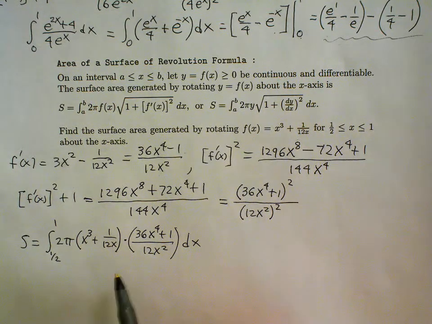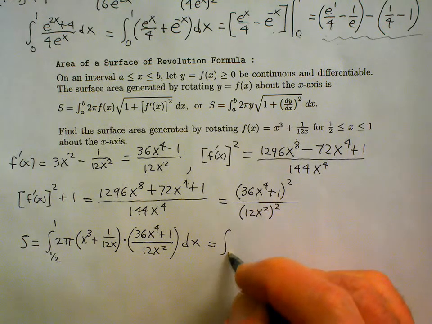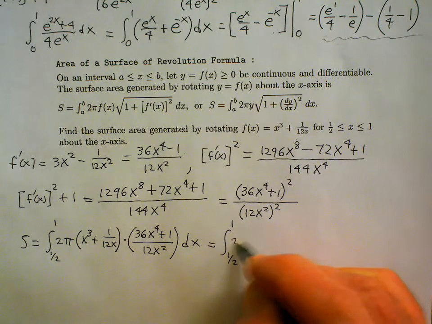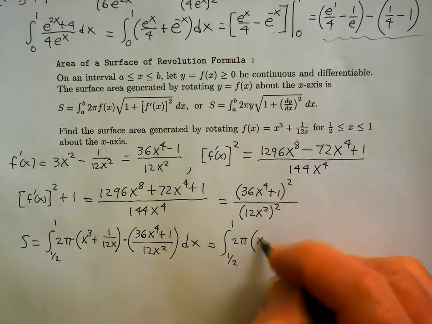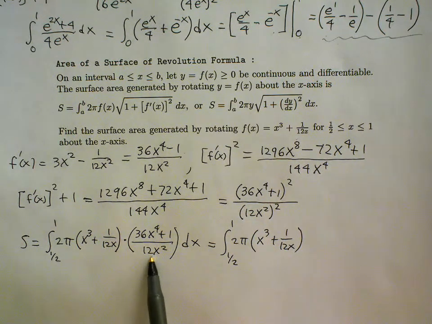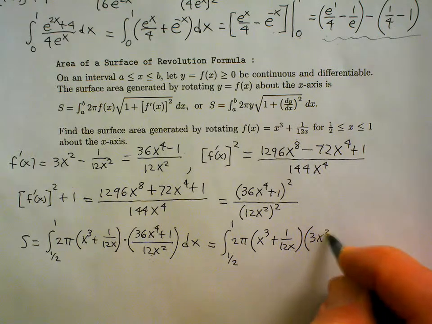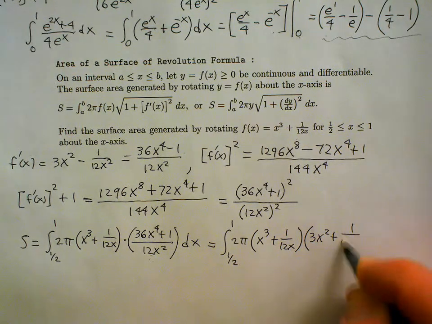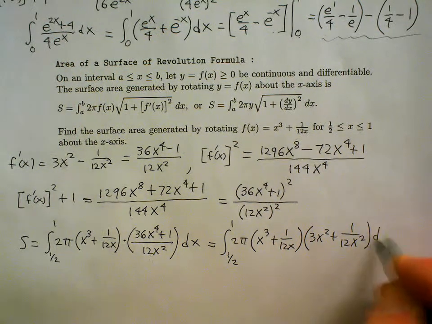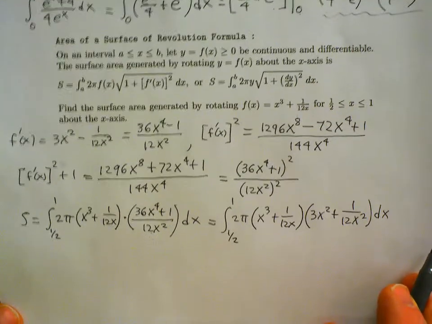I'll take it a couple of steps further. It's pretty simple from here. So what I'll do is rewrite this term, 36x to the fourth plus 1 over 12x to the second, as the sum of two terms. And so we'll get 3x to the second plus 1 over 12x to the second. Okay, one more step.